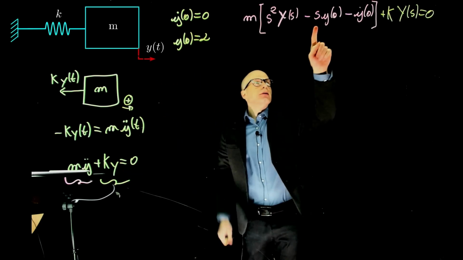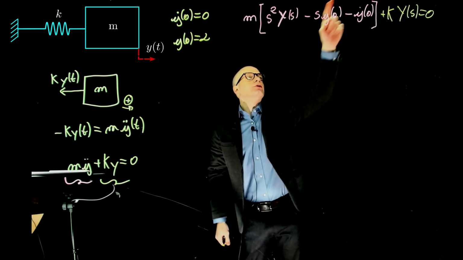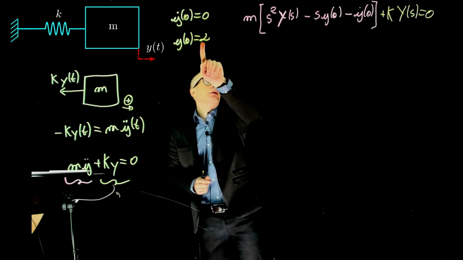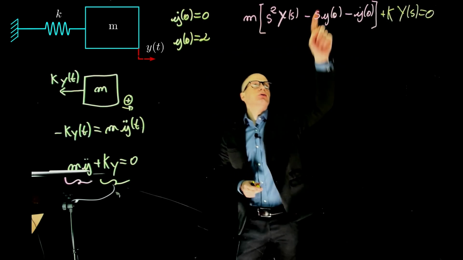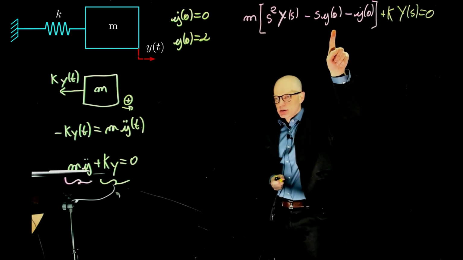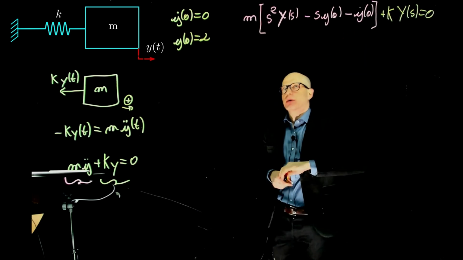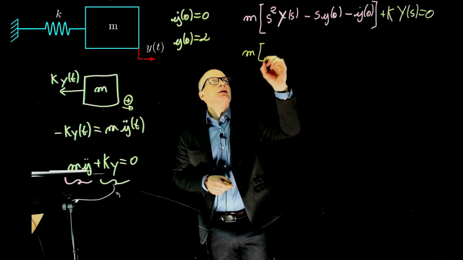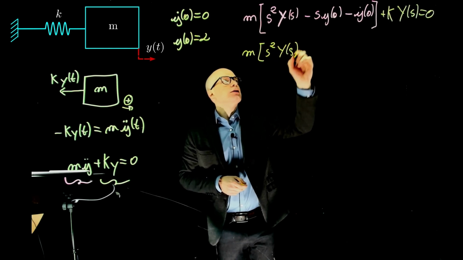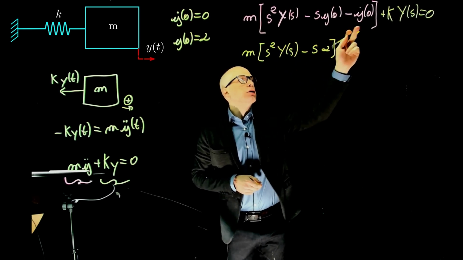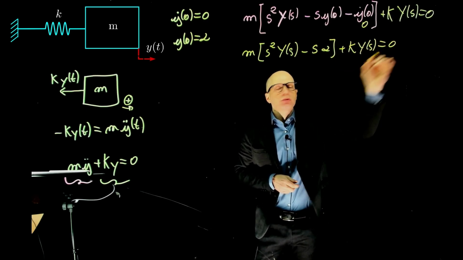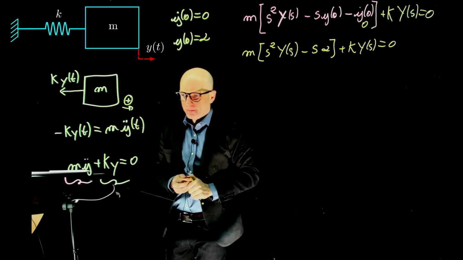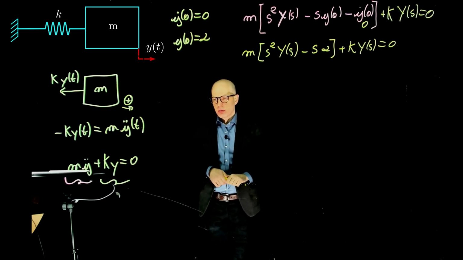s Y of s, we know y of 0 here. y of 0 is alpha. And we know y dot at 0, which is 0. So this corresponds to the initial displacement of the mass. This corresponds to the initial speed of the mass. We can now rearrange this as s squared Y of s minus s alpha. And this term here is 0, plus k Y of s equals 0. Any questions so far?